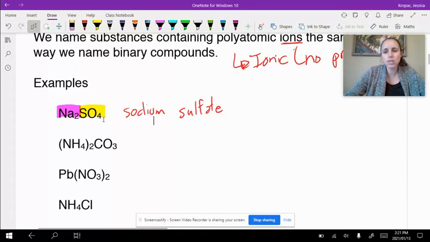Remember that you're not using prefixes because these are ionic. So this 2 doesn't matter here. All that matters is the fact that I have a sodium and I have a sulfate.